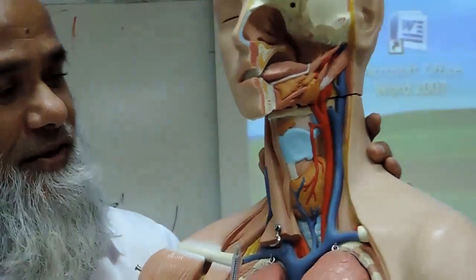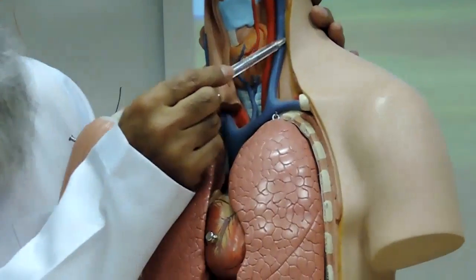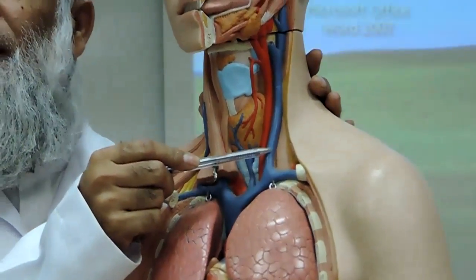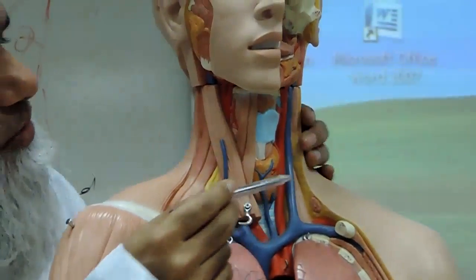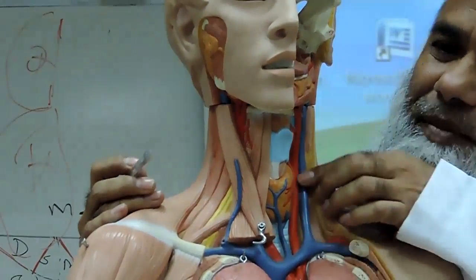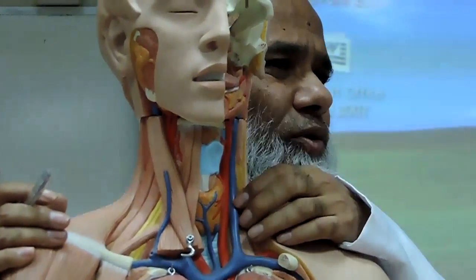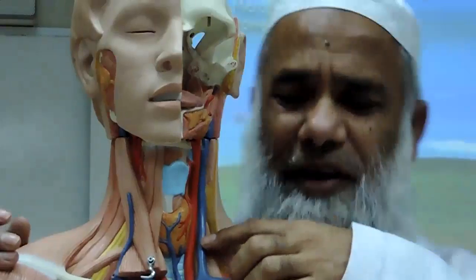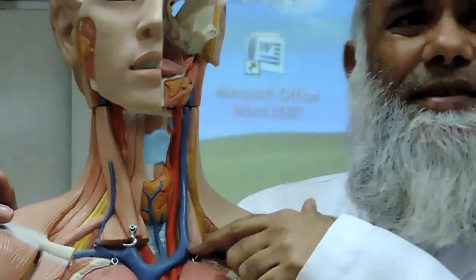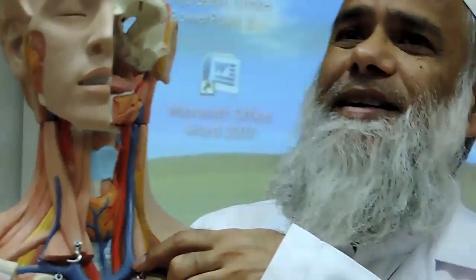Now take veins. Which vein is this? This is internal jugular vein. Where does it begin? It begins in the jugular fossa as the continuation of the sigmoid sinus. Where does it end? It ends behind the medial end of the clavicle by joining with the subclavian vein to form the brachiocephalic vein.